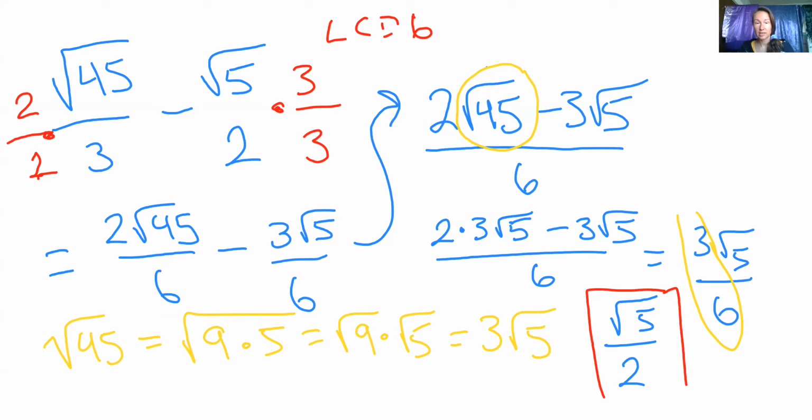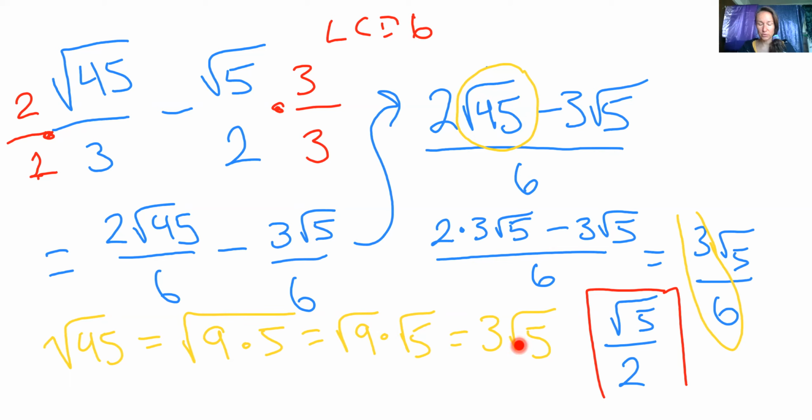All right. So notice what we did here. We did this subtraction step by finding the LCD, common denominator. Once we had a common denominator, we did the subtraction, and then we looked at our radicals to see if we could combine these terms. In order to combine the terms, we first needed to simplify the radical. This square root of 45 is actually 3 root 5.